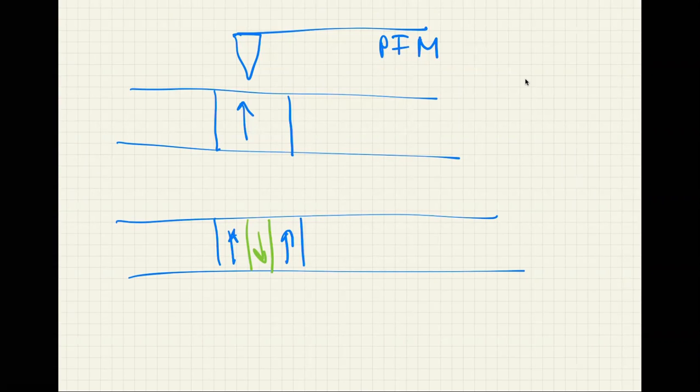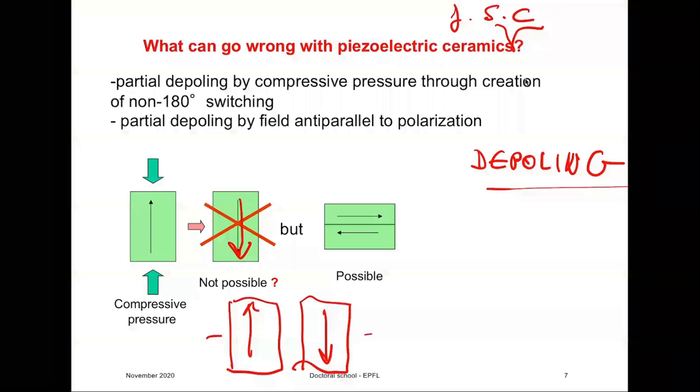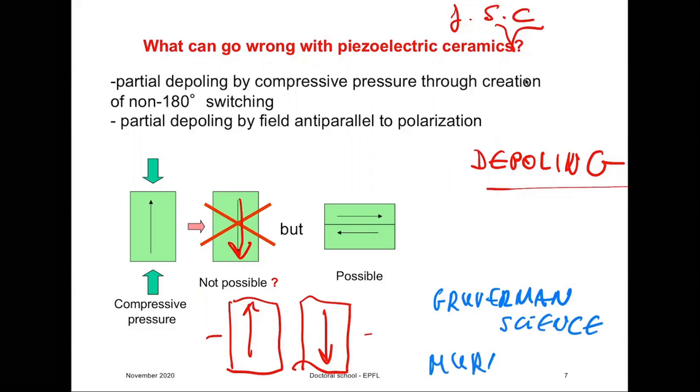I don't have references here, I'm sorry, but you should look. Recent paper of Gruverman and colleagues in Science, and a little bit older papers by Muralt. I think it's PRB, but I'm not sure. So you should look for these to see how with mechanical pressure you can switch by 180 degrees, something that normally you would not expect. Now, if you switch the whole crystal, it would remain still poled, just in the opposite direction. If it is partial, that would depole the crystal.